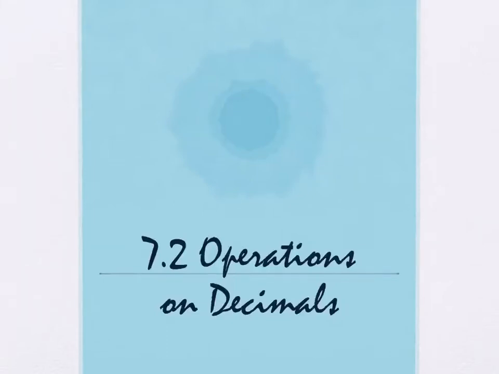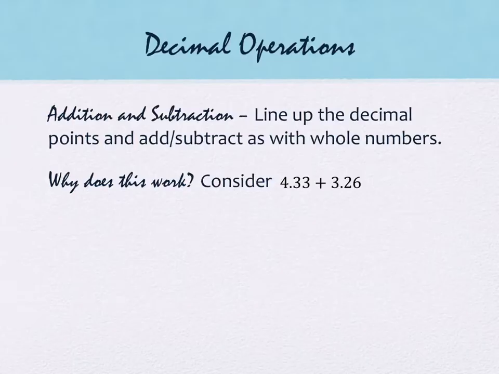Today we're going to take a look at section 7.2, which is operations on decimals. I don't expect us to quite finish today, but we'll get close. We'll be finishing up next time. So operations on decimals, the first operations we're going to start talking about are addition and subtraction.